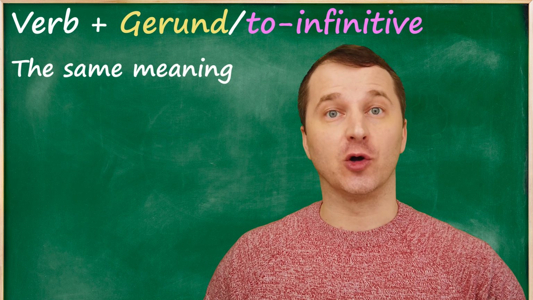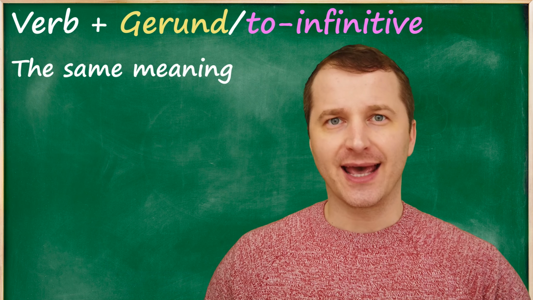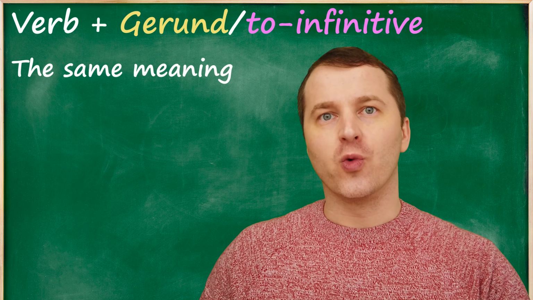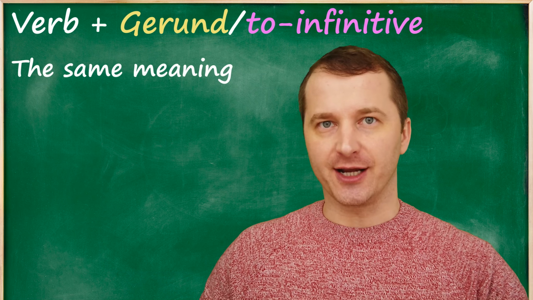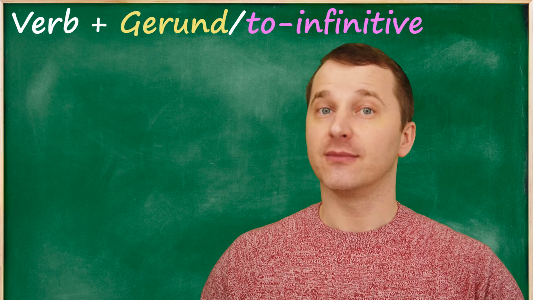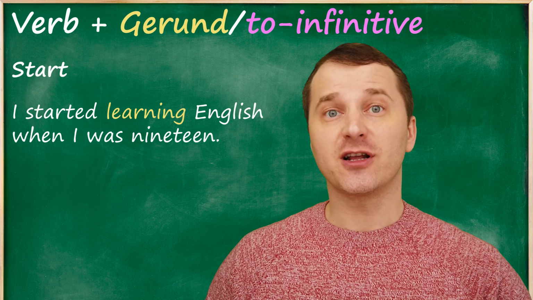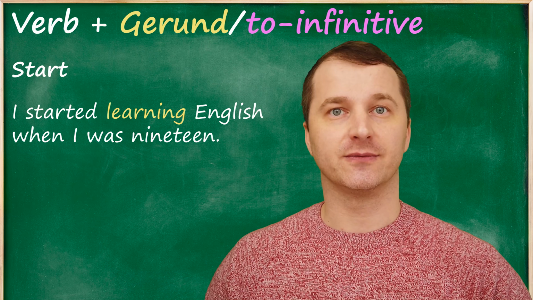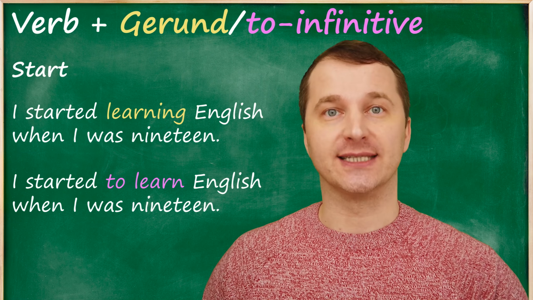This group covers verbs that can be followed by both gerunds and infinitives. It doesn't matter which form you use, because the meaning doesn't really change. Number 1, start. I started learning English when I was 19. I started to learn English when I was 19.